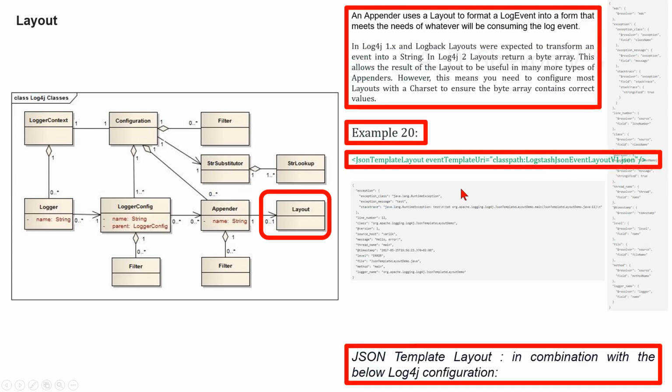Now we are considering JSON template layout in combination with the below Log4j configuration. The JSON template layout is a customizable, efficient, and garbage-free JSON emitting layout. It encodes log events in accordance with the structure described by the JSON template provided. For instance, given the following JSON template modeling the official Logstash JSON event layout version 1, in combination with the below Log4j configuration, the JSON template layout will render JSON documents as follows.